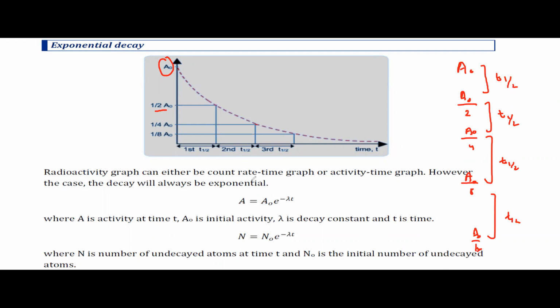The function for activity relating the new activity with the original activity is A equals A naught e raised to power minus lambda t. Or if you want to find the number of radioactive nuclei present after a certain time interval, this is not the number decayed. N is the number of radioactive nuclei present at a certain time. So N equals N naught e raised to power minus lambda t.